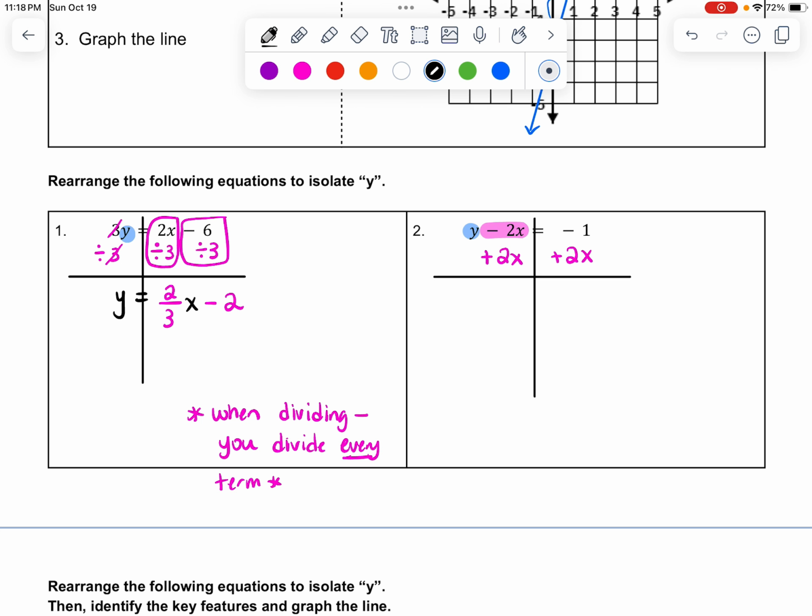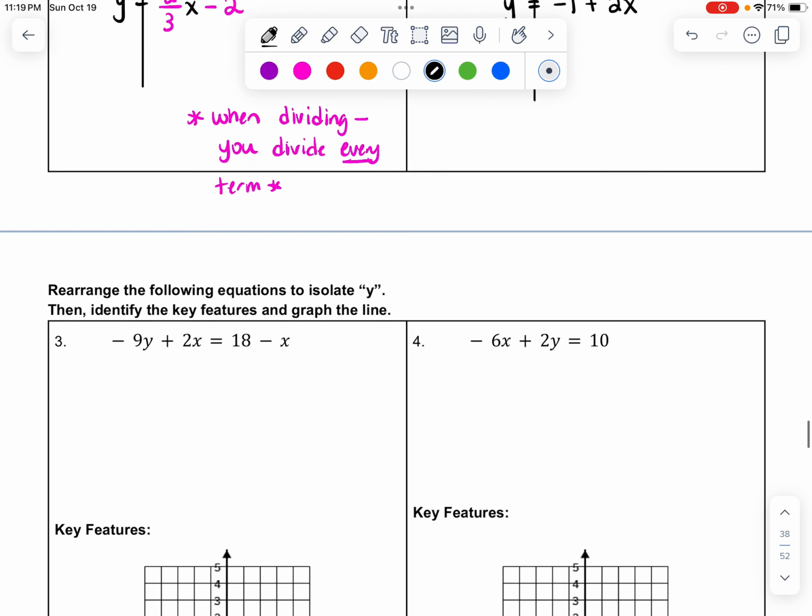Now, we don't need to plus 2x to everybody. That rule only applies to dividing. You have to divide everybody. So, the 2x's cancel, and we just get y. But on the other side, these are not like terms, so they cannot be combined. Instead, we're just going to copy them both down. So it's going to be negative 1 plus 2x. Again, once your y is by itself, that's how you know you're done.